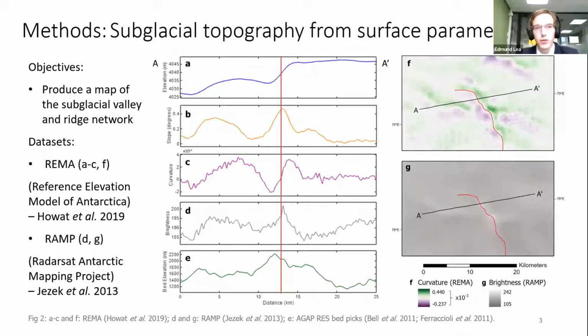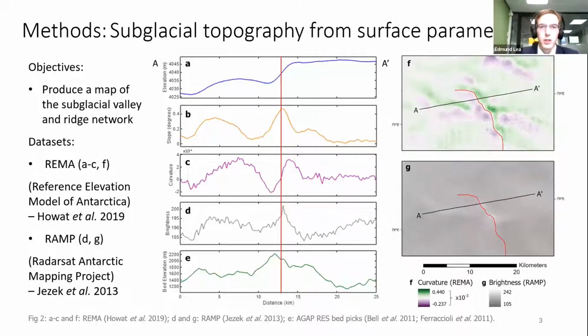So we can see on this figure, on the left-hand side, the top three panels all show the same profile from the REMA model. The top one is the actual surface elevation. The second one is the surface slope. So that's the first derivative, showing essentially the rate of change of elevation. And the third one then is the second derivative, the curvature, which is the rate of change of slope.